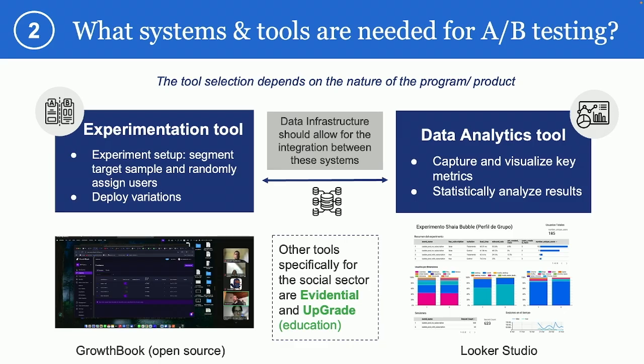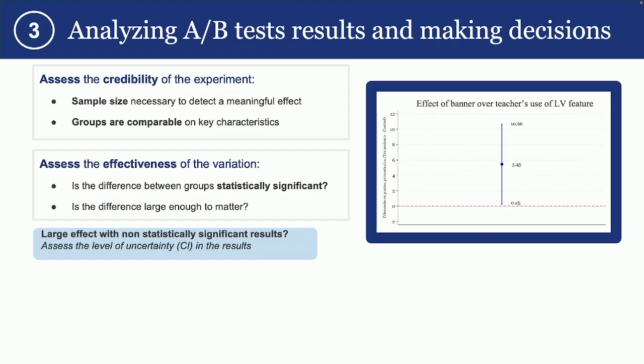And there are tools that specifically are designed to do that. So I've listed two here: Evidential and Upgrade, particularly well used in education. There's another open source tool called Growthbook, which is on the experimentation side, and then on the data analytics side, with this client I mentioned before, we used their own data system, which was Google's Looker Studio, to do the analysis. And then lastly, you do the analysis, and that's the fun part. Actually, often the easy part compared to all the stuff I just mentioned before, of choosing the indicator, choosing the intervention, and then setting up the data system.